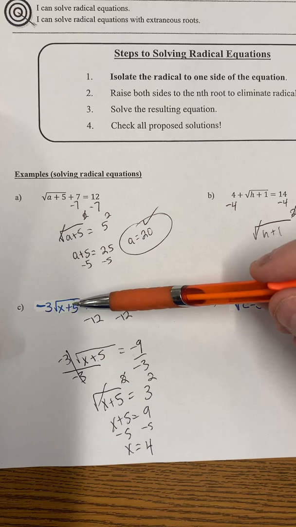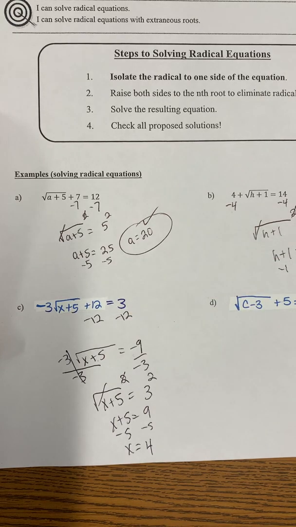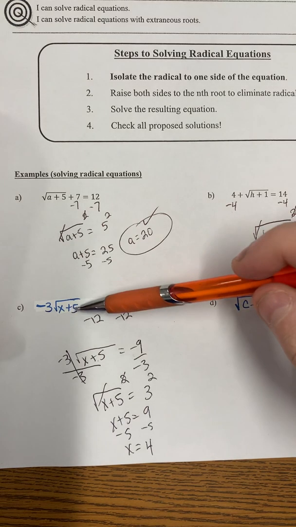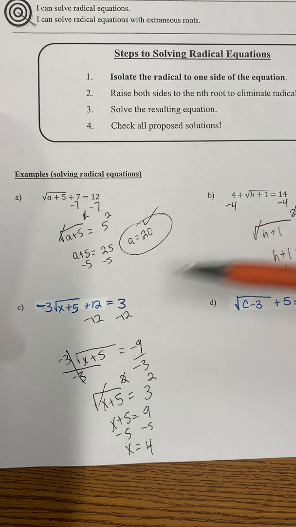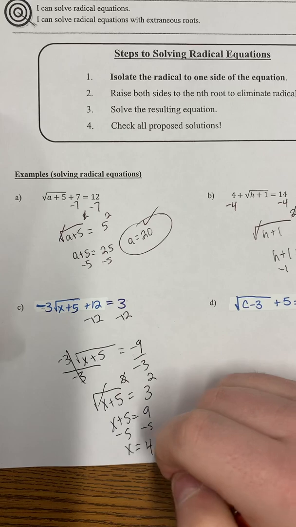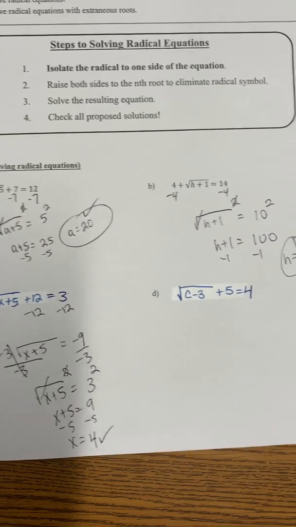We plug 4 back in. 4 plus 5 is 9. The square root of 9 is 3. 3 times negative 3 is negative 9. And negative 9 plus 12 is positive 3. So x equals 4 checks out.